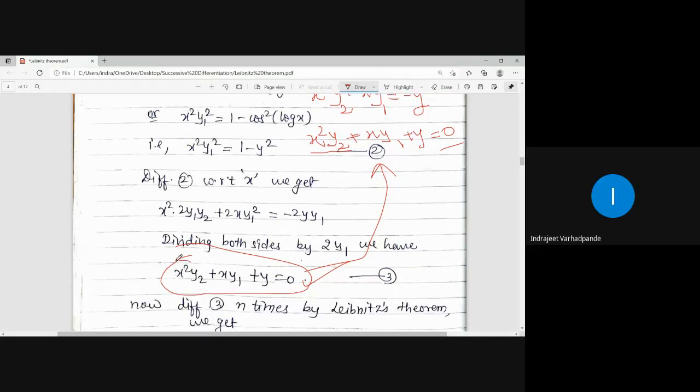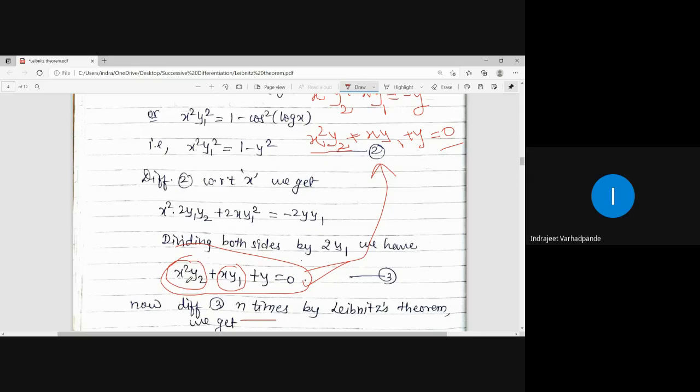Now here you find the product of the two terms. What are the two terms? One term is x square, the other term is y2. Here also, what are the terms? One term is x, the other term is y1. So I will have to differentiate it n times and apply Leibniz theorem. Clear? Apply Leibniz theorem and differentiate it n times. So this is the statement: x square y2 plus x y1 plus y equal to 0. Can we move ahead? Yes, sir.